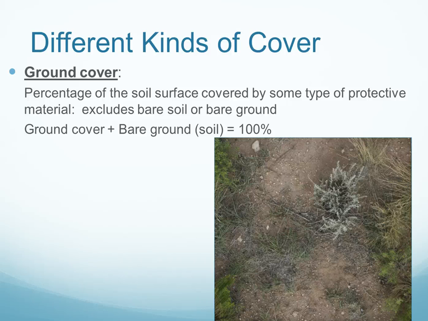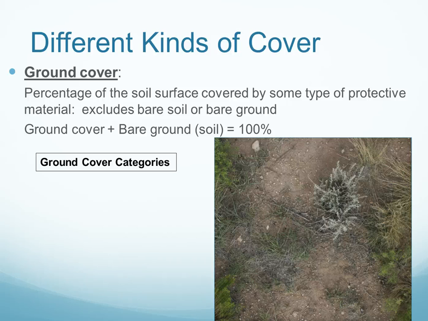rangeland management. It's defined as the percentage of the soil surface that's covered by some type of protective material. And so it excludes anything that you would consider to be bare soil or bare ground, and it has very important implications for soil conservation. Let's look at some commonly measured ground cover categories.